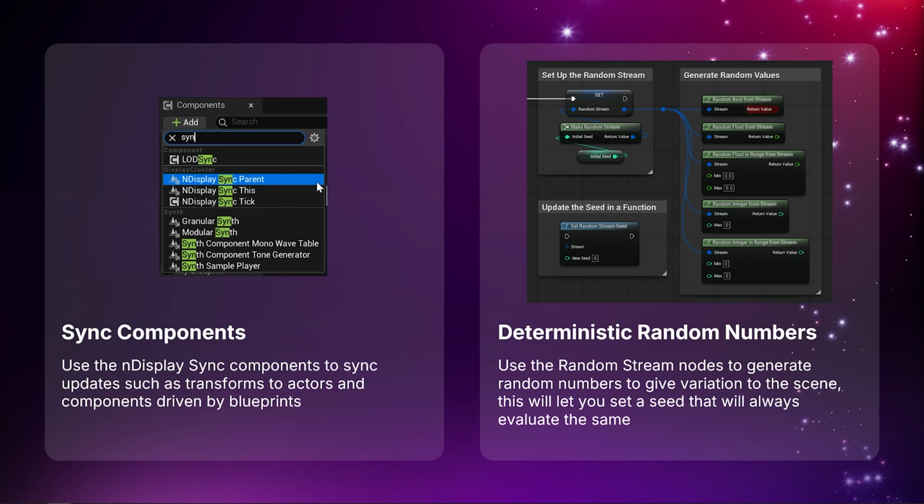So in case you do have cases where you're updating a blueprint and then you see it mismatches across nodes, there are some components that you can use on your actor, the sync components that will sync over the nDisplay cluster. So you can add those to your blueprint.